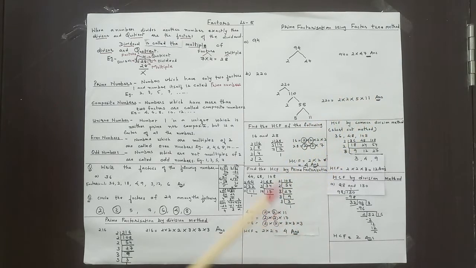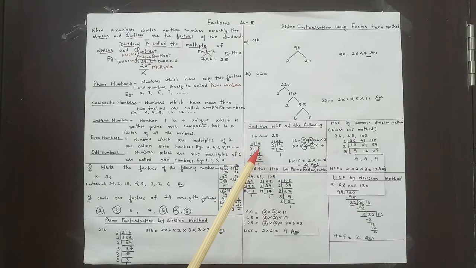Next question is to find the HCF of the following. Now we have to take out the HCF. HCF means highest common factor. Now 16 and 28. We will take out the factors of 16 and 28 separately. Now first we will take out the factors of 16. Now by the least number I told you.